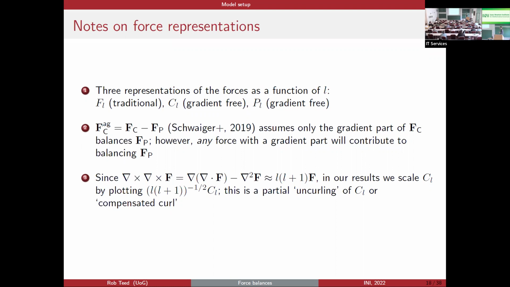So we call this a compensated curl, and rather than actually plotting CL, I'm going to be plotting this thing. This just means that it doesn't change the order the curves appear in, it doesn't change where their crossings are, but it makes the spectra look more like one would expect spectra to look like. It's a slightly technical point. You can ask me about it later if you wish.